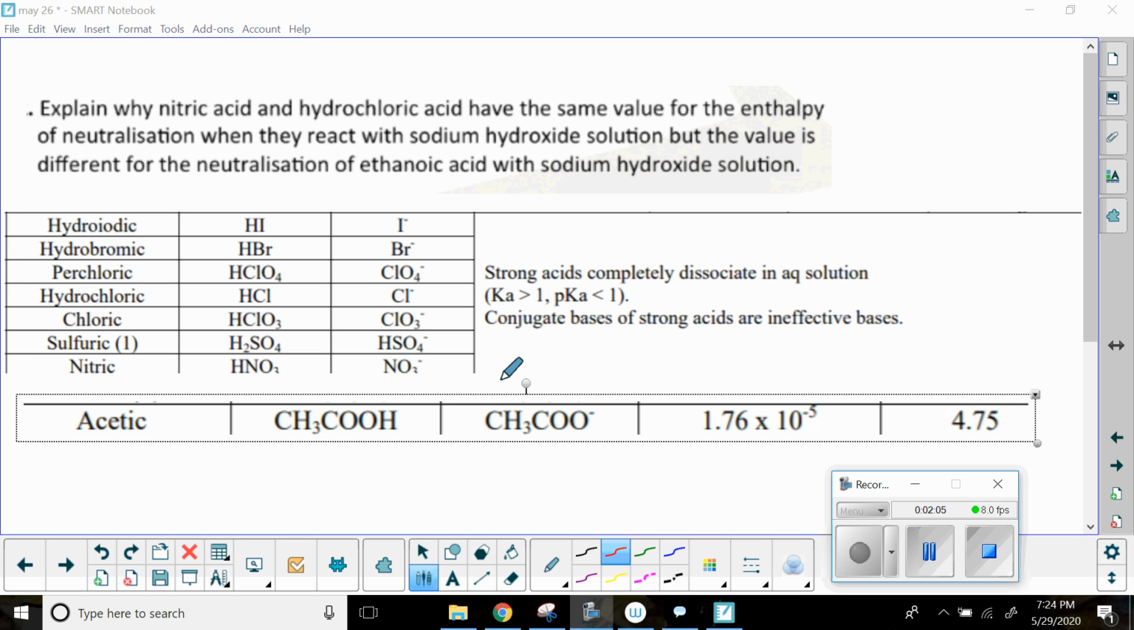So when you're answering the question, basically this question is asking which ones are the strong acids and which one is the weak acid. The strong acids are the hydrochloric and nitric, the weak acid is the acetic, and that's why the enthalpy of neutralization will be different.